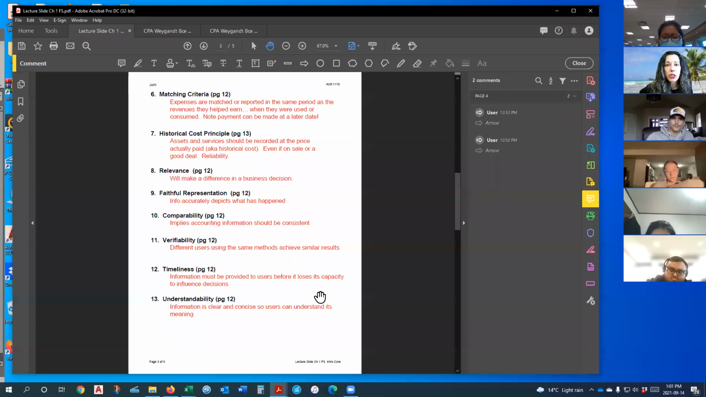Number 6 is the matching criteria that has to do with our expenses. Our expenses are costs consumed to help earn income. These expenses are matched, matching criteria. So they're matched or linked to the revenues they help earn. And of course, those revenues are linked to the timeline. So we recognize them generally when they're used or consumed.